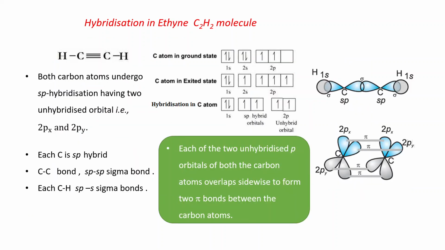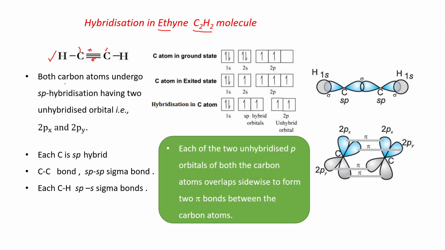Now come to hybridization in ethyne, that is the C2H2 molecule. This is the complete structural formula of ethyne, and from this structure you can see there is a triple bond between carbon and carbon. One is sigma and the remaining two are pi bonds. That's why each carbon atom forms two sigma bonds. Two sigma bonds means two hybrid orbitals, and when there are two hybrid orbitals, the hybridization is sp.